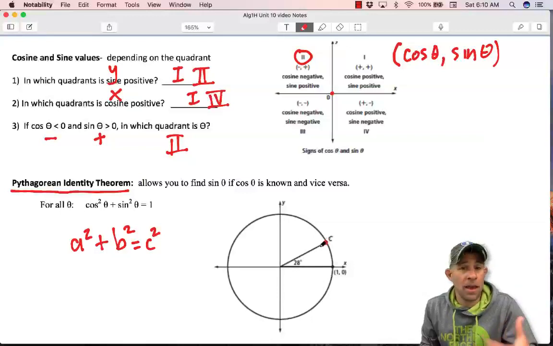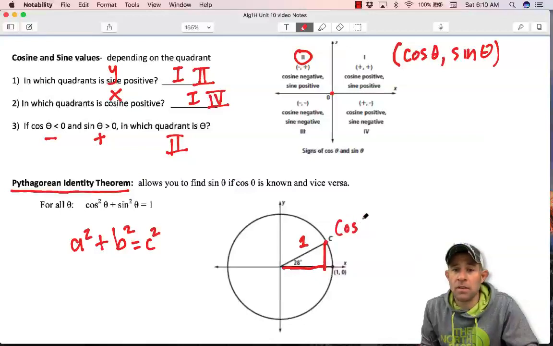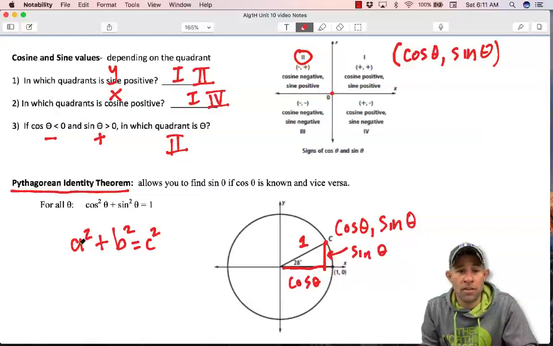Well, this holds true for our unit circle as well, because keep in mind any point that I connect on the unit circle here is going to have a hypotenuse of 1, and the two legs are going to consist of the coordinates. Cosine theta is going to be my x, and sine theta is going to be my y. In other words, the distance off of the x-axis is going to be my sine of that theta, and the distance along the x-axis from the origin is going to be my cosine theta. So my two legs are cosine theta and sine theta. When I square them and add them together, I should get the hypotenuse of that right triangle, which is 1.